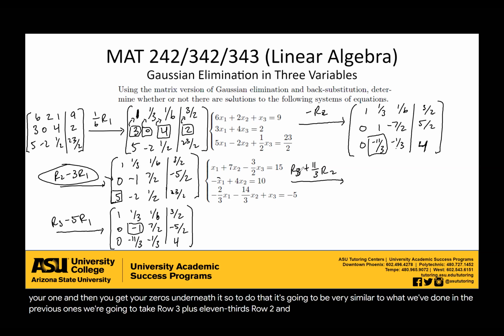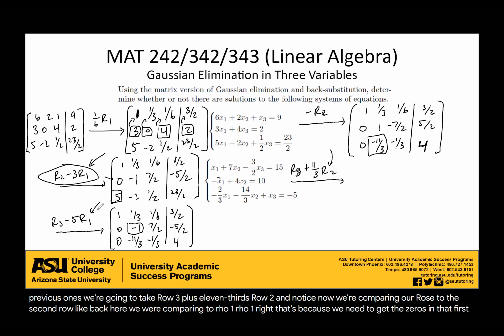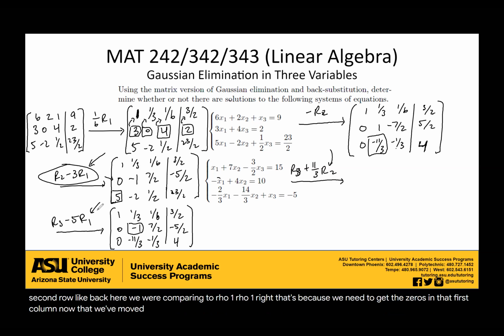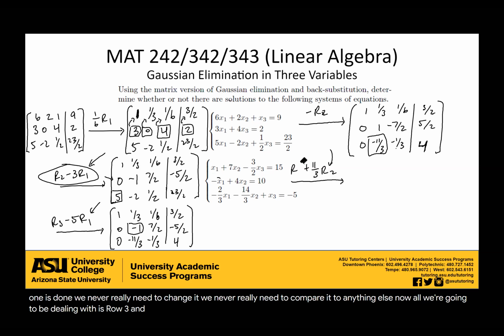And notice now we're comparing our rows to the second row. Like back here, we were comparing to row 1, right? That's because we needed to get the zeros in that first column. Now that we've moved past that, we don't really need to look at row 1 anymore. We can almost think that row 1 is done. We never really need to change it. We never really need to compare it to anything else. Now all we're going to be dealing with is row 3 and row 2.